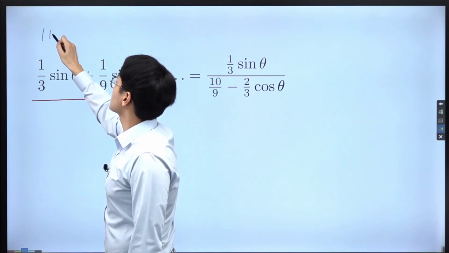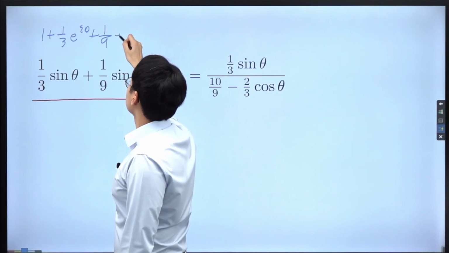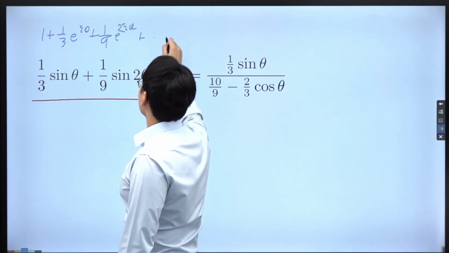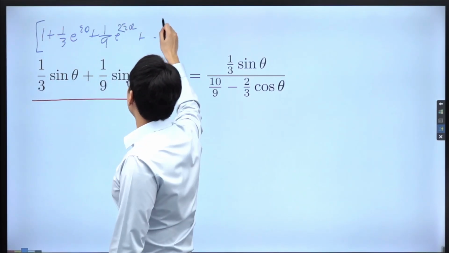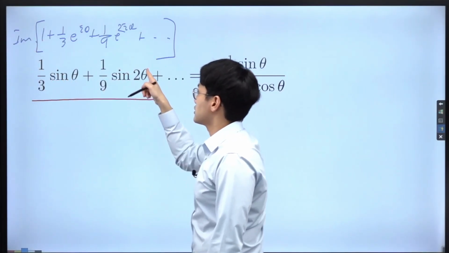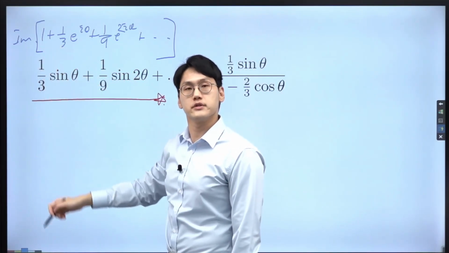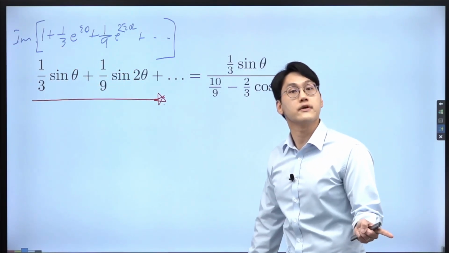Beforehand, we had 1 plus 1/3 e^(iθ) plus 1/9 e^(iθ) squared, and it goes on and on. But in order to induce only the sine, we're going to take the imaginary part of the series, which then came out as just the 1/3 term. Forget about the 1, that's just a real number, right? It wouldn't be the imaginary part, because it's not a multiple of i, okay?